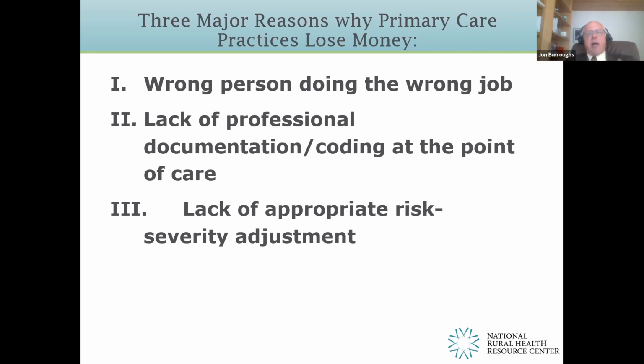Basically, that's the hierarchical condition categories of Medicare. Hierarchical condition categories is equivalent to the case mix index on the inpatient side. It's how you risk and severity adjust ambulatory patients. You want to get credit for all that. So let me show you how to do it.